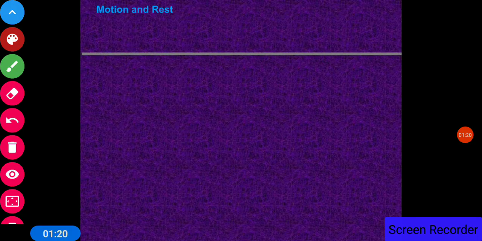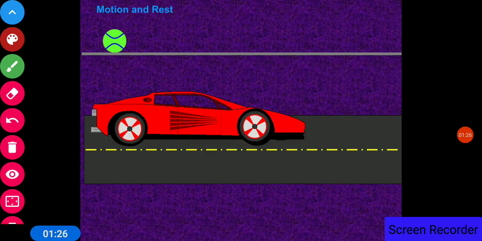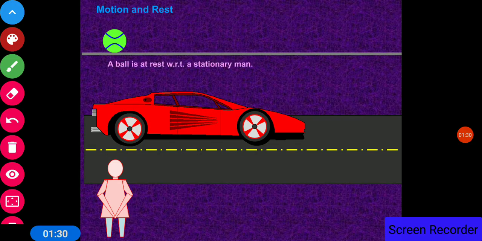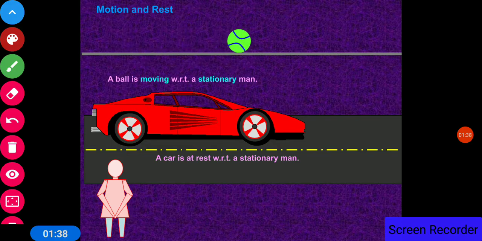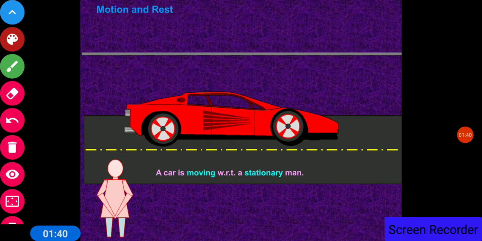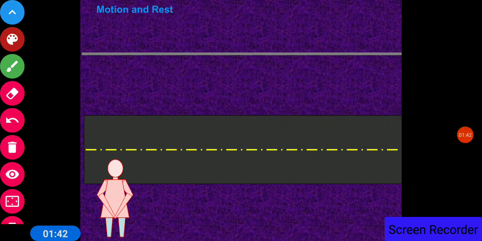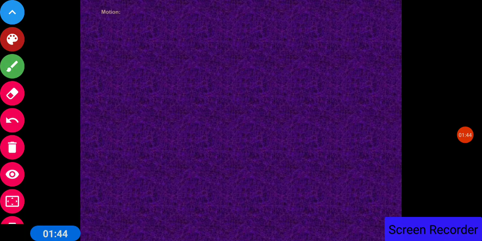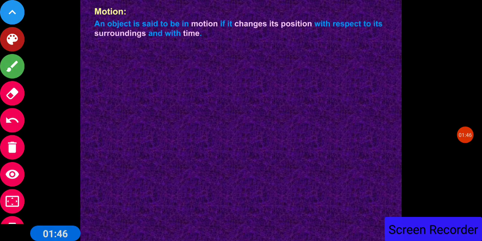So, motion and rest. Now, the ball is at rest. The car is at rest. The man is at rest. The ball is at rest with respect to a stationary man. The car is at rest with respect to a stationary man. The ball is moving with respect to a stationary man. The car is moving with respect to a stationary man. So, what can we say about motion?